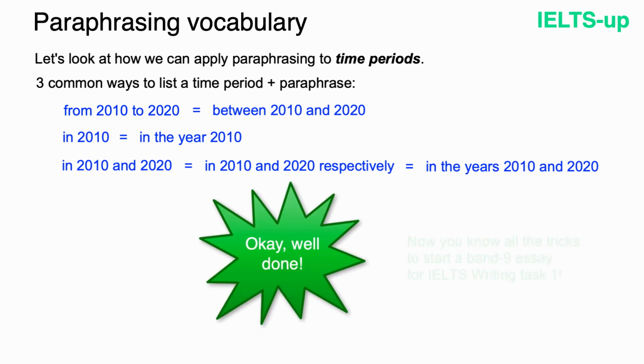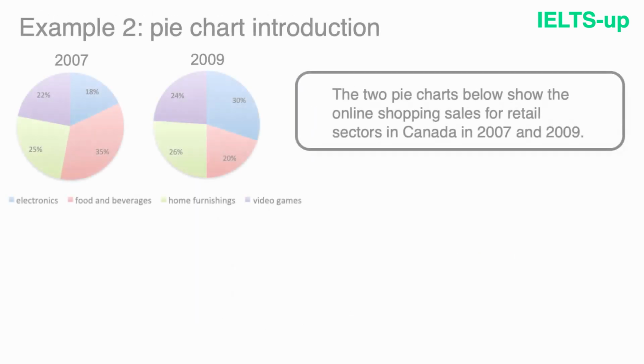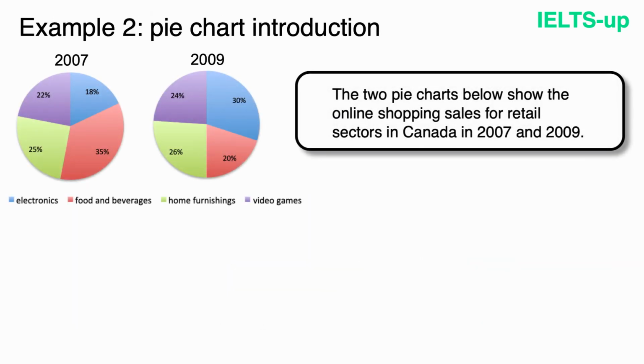Okay, well done! Now you know all the tricks to start a Band 9 essay for IELTS writing task 1. To make sure that we remember all those techniques, let's go through one more example. Here is a second example of IELTS writing task 1 question. In this task, you need to describe pie charts. Let's try to write an introduction for this task. As usual, we start by reading the question card.